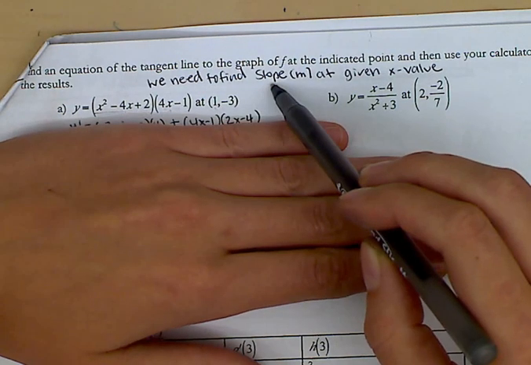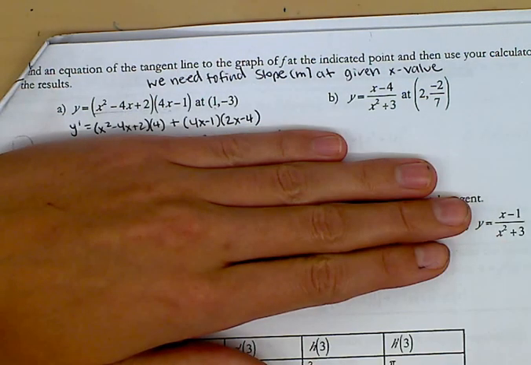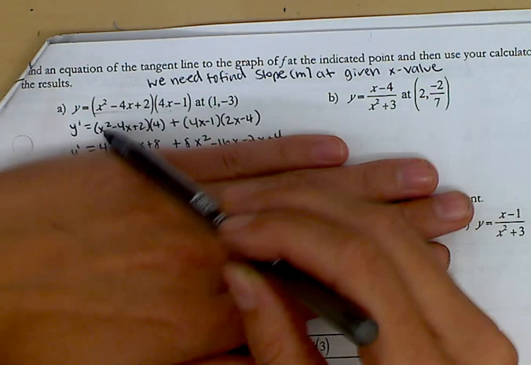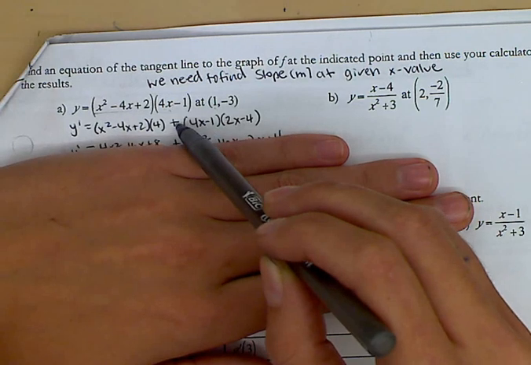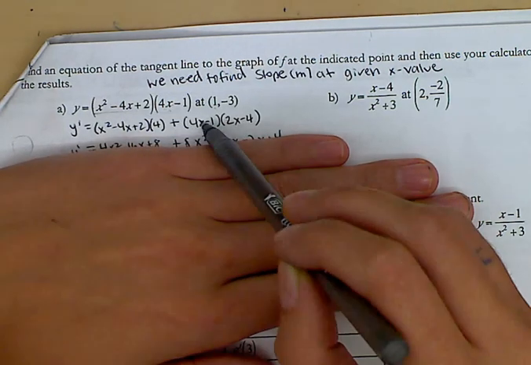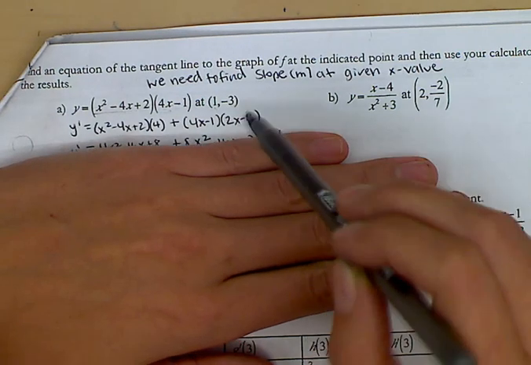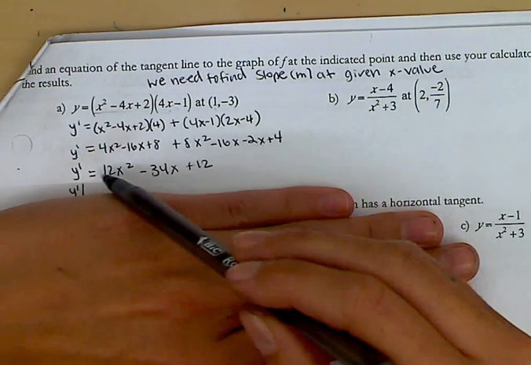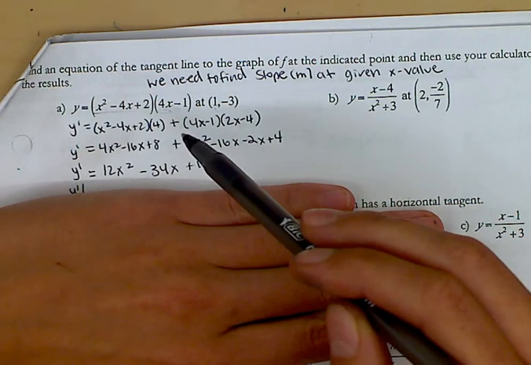So the first thing I did here is I applied the product rule. I took this first term and multiplied it by the derivative of the second term, and then I added and took the second term and multiplied it by the derivative of the first term. Okay, so I applied the product rule there, and then I distributed everything out and combined like terms.